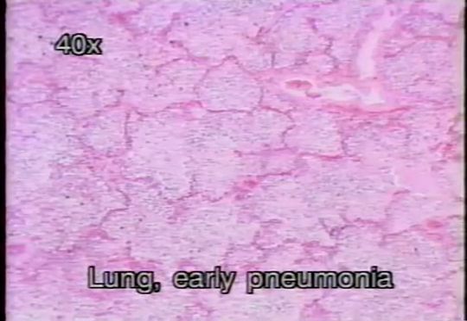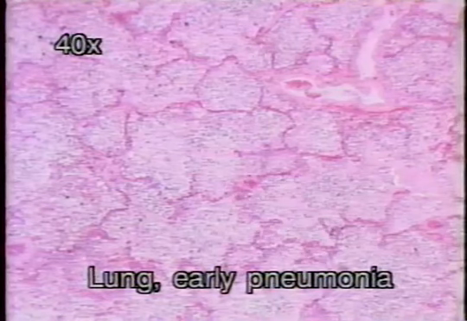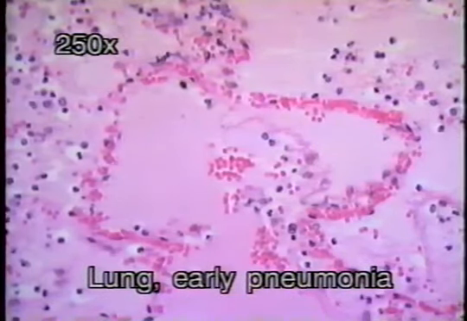In early stages, an exudate develops quickly and replaces air in the alveoli. At low magnification, alveolar spaces are filled with fluid, which stains pink because of its protein content. At higher magnification, the alveolar walls appear intensely hyperemic. The capillaries are widely dilated and filled with red cells.